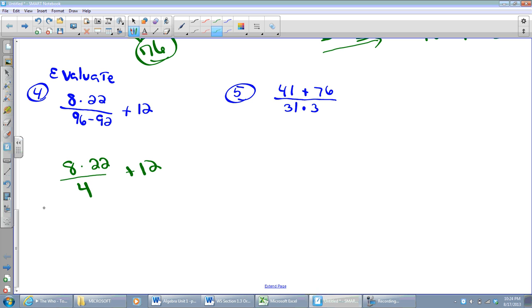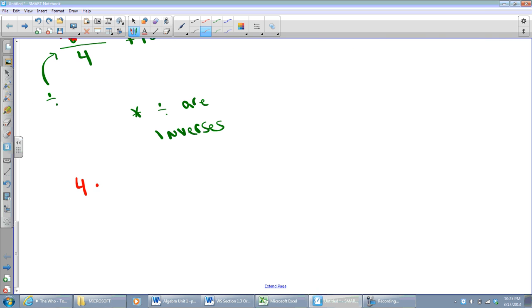Now, I expect you to know that a fraction bar means divide. And I also expect you to know that multiplication and division are inverses of each other, which means they undo each other. And since they undo each other, I can think about 8 as the same thing as 4 times 2. So my numerator is like 4 times 2 times 22. That's over 4 plus 12. Now I'm going to show you why I'm doing this.